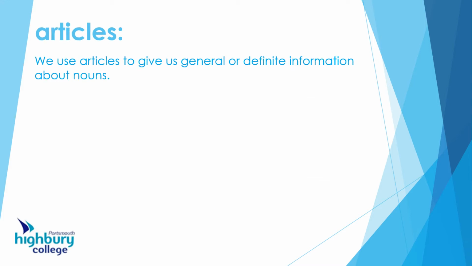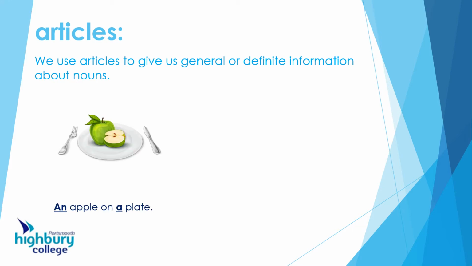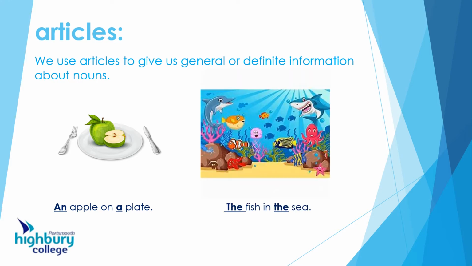The next part of speech we're looking at is articles. We use these to give us general or definite information about nouns. They're very simple little words. An apple on a plate and the fish in the sea. There are only 3 articles in English, and that's a, an and the.